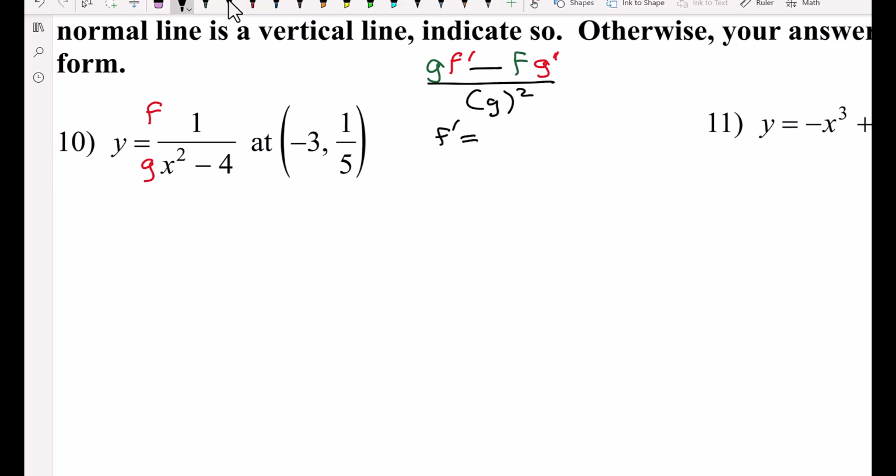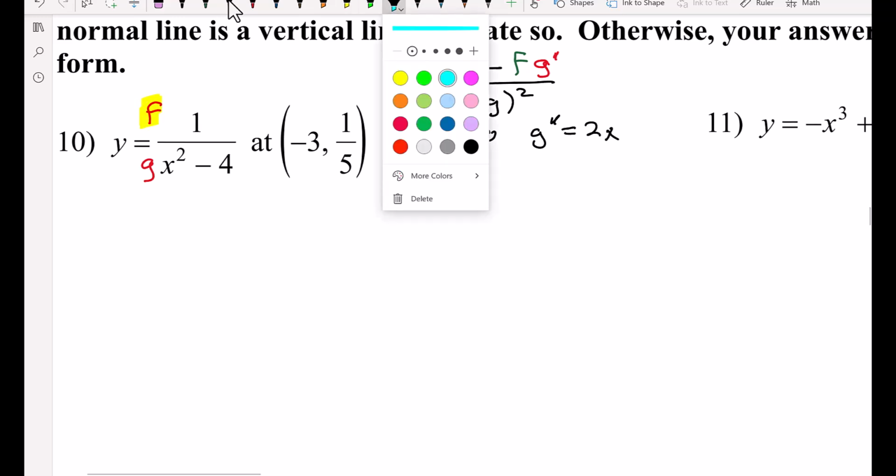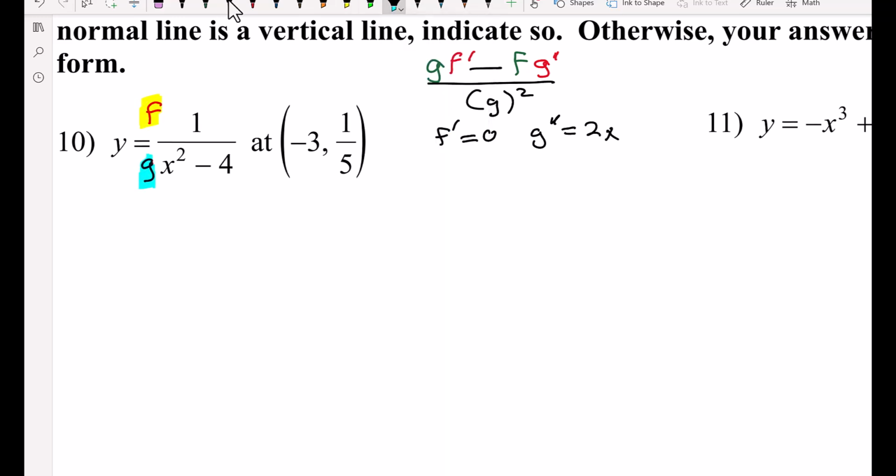So here's our f, here's our g. Our f prime, well, the derivative of 1 is 0. G prime, the derivative of x squared minus 4, well, the derivative of 4 is 0, so that will go away. But the derivative of x squared is just 2x. So now we have all the important pieces. We have f, we have g prime, and we have f prime, and we have the original formula.